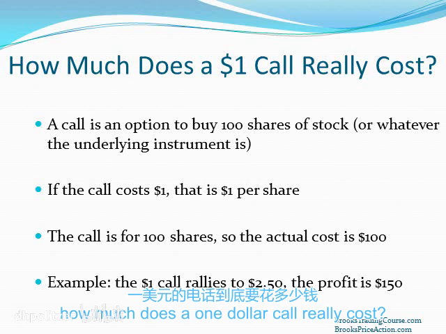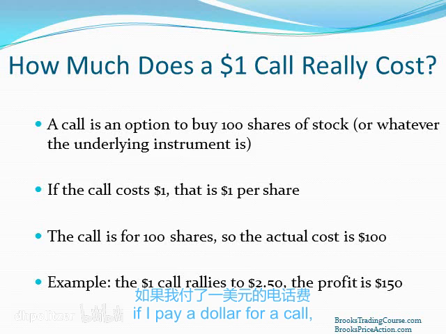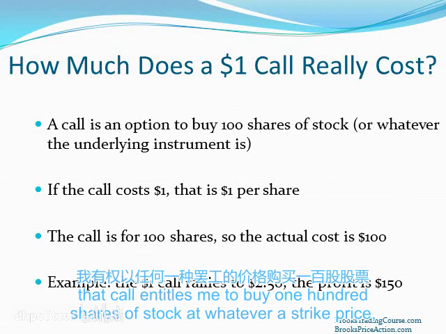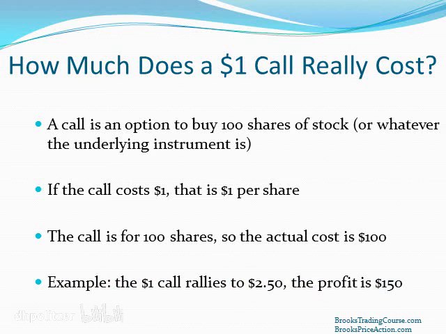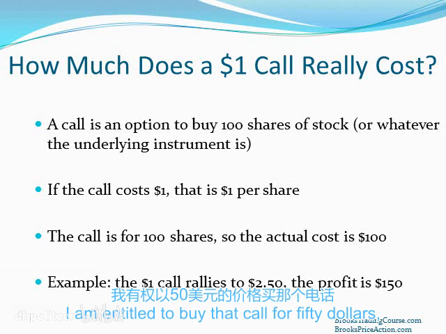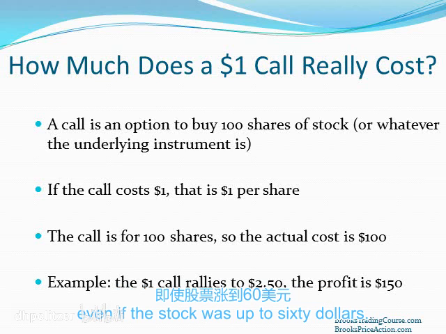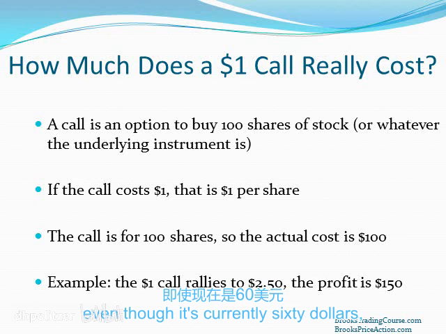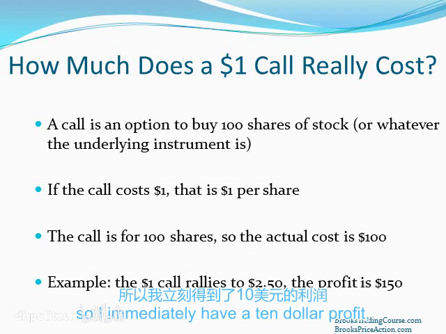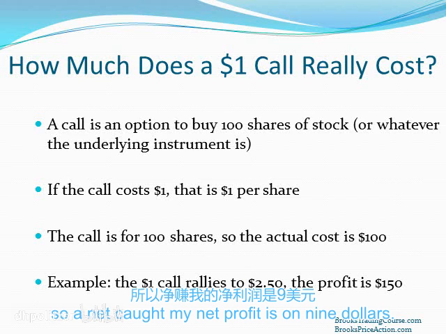Okay, how much does a $1 call really cost? If I pay $1 for a call, that call entitles me to buy 100 shares of stock at whatever strike price it is. So let's say it's a stock that trades at $50, and I buy a $50 call, and I pay $1 for that call. I'm entitled to buy that stock for $50, even if the stock goes up to $60. So in other words, I can pay $50 for it, even though it's currently $60. So I immediately have a $10 profit, and I paid $1 for the option. So my net profit is $9.